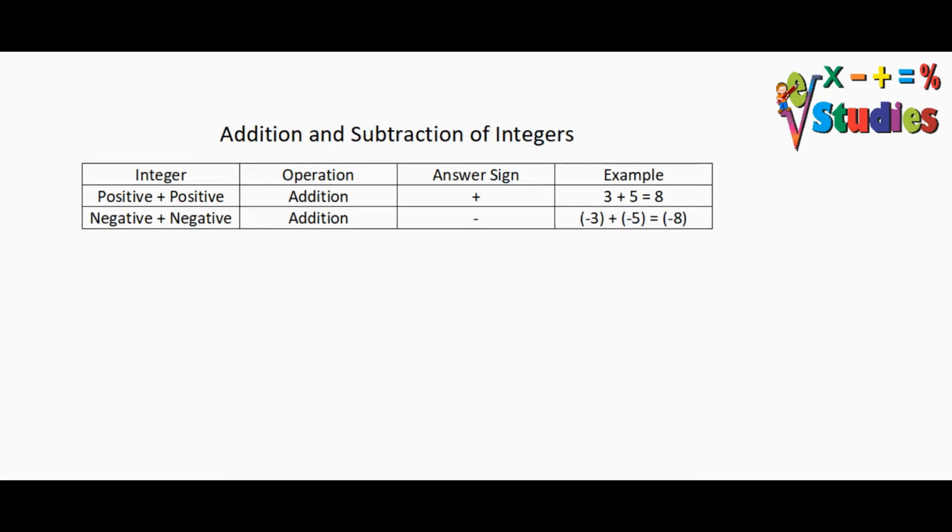Similarly, with two negative integers, we need to perform addition on them, and the sign of the answer will be negative. For example, here we have got -3 and -5. So we need to do the addition on them. So 5 plus 3 will be 8, and the sign of the answer will be negative.